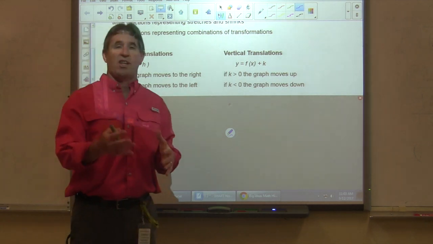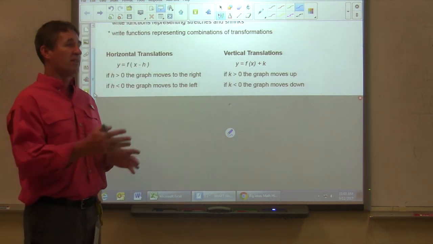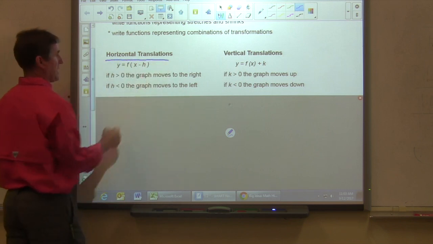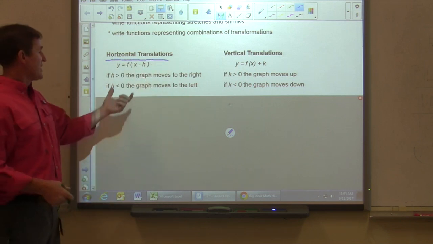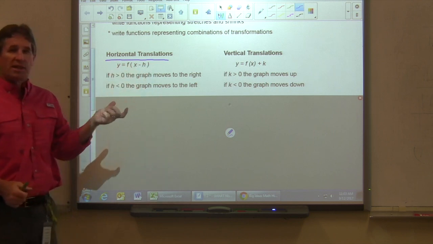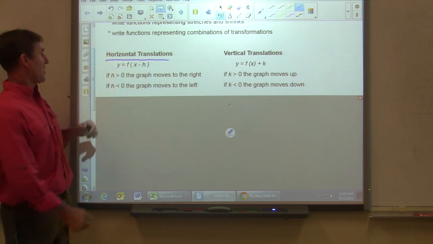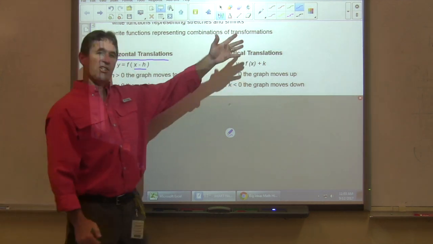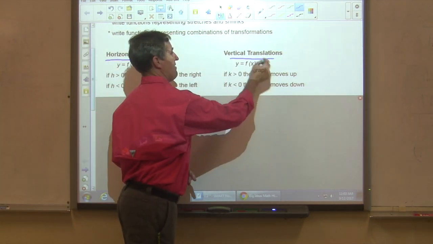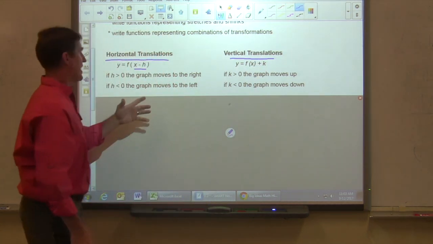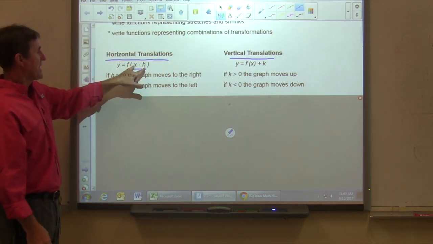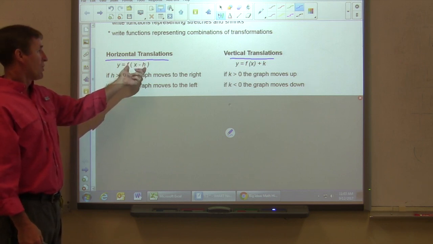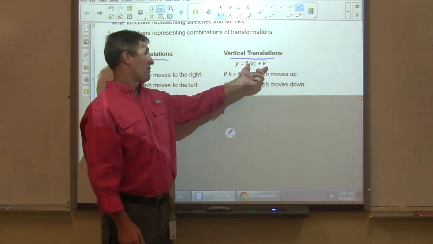Now, translations are slides. You can slide them up, down, you can slide them at angles. But to start with, we're going to work with horizontal translations. And horizontal translations will be this way. A horizontal translation, anytime it's horizontal, it just affects the x. Whereas vertical translations are up and down, and they affect the whole function. So those will be outside. So that will be the difference. If it's inside the parentheses, you'll know that it's just affecting the x, and it's a horizontal translation. And if it's outside, it's vertical.